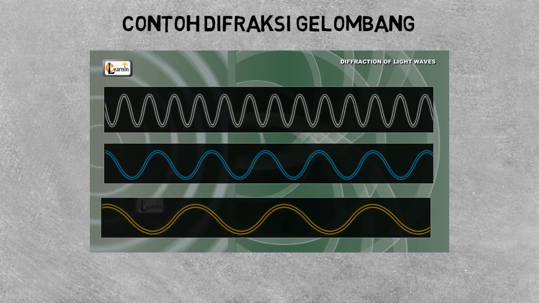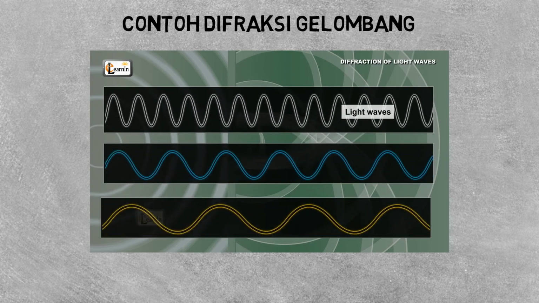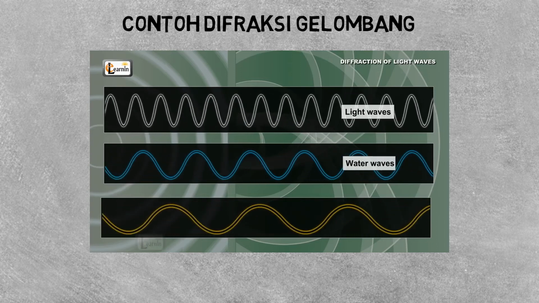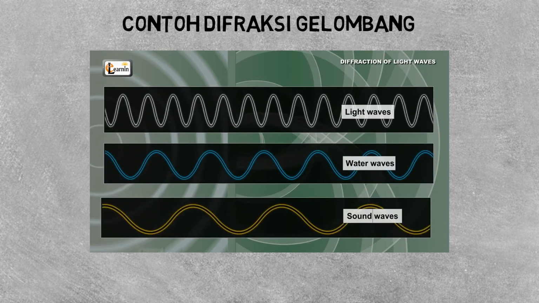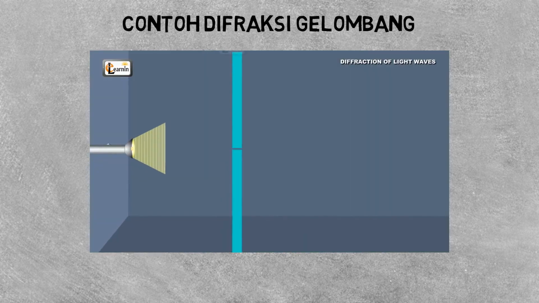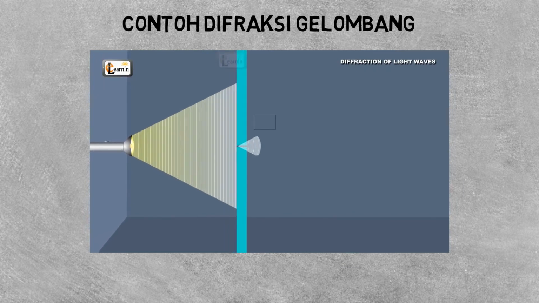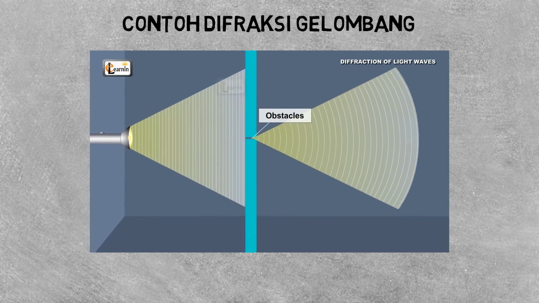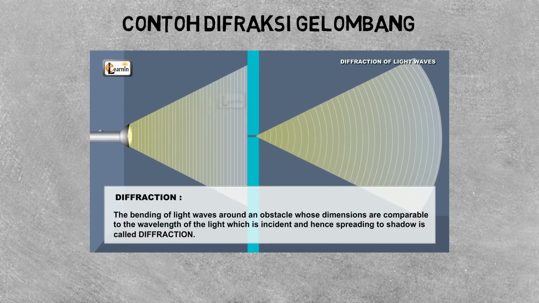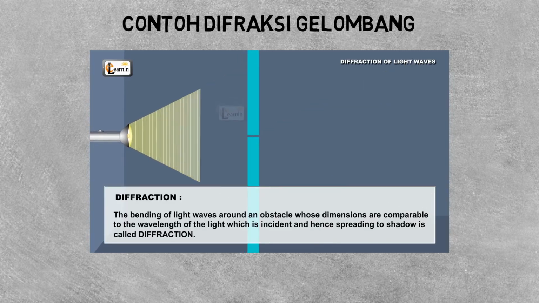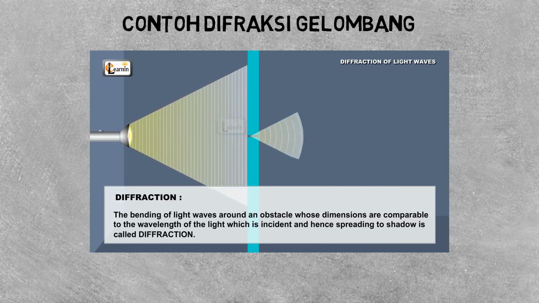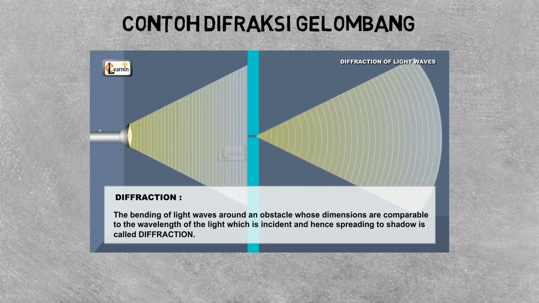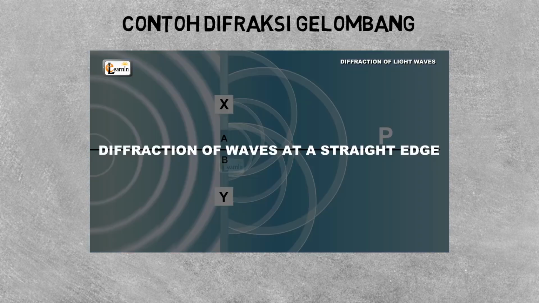The wavelengths of light waves are very similar to the wavelengths of water waves when compared with each other, or when compared to the wavelengths of sound waves. Therefore, the diffraction of light requires small-sized obstacles for observation during experimentation. The bending of light waves around an obstacle whose dimensions are comparable to the wavelength of the incident light, and hence spreading into a shadow, is called diffraction.